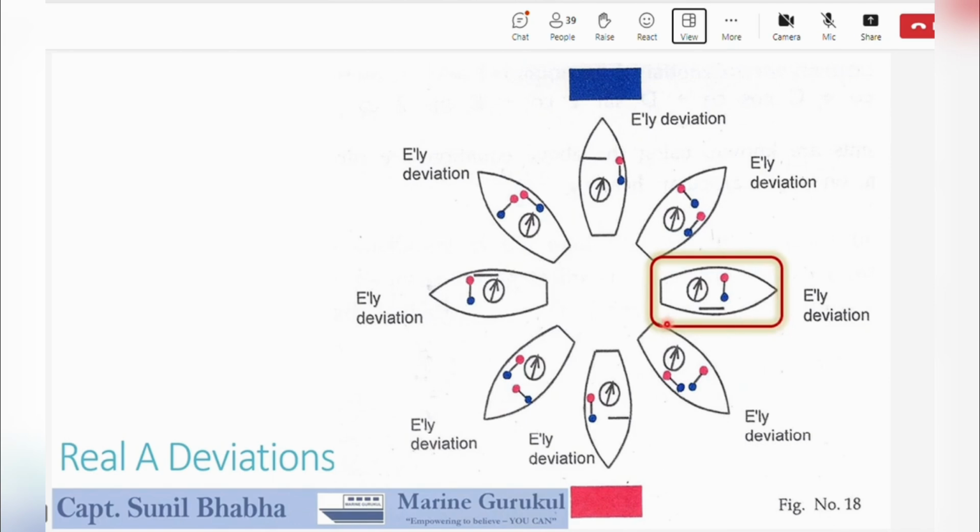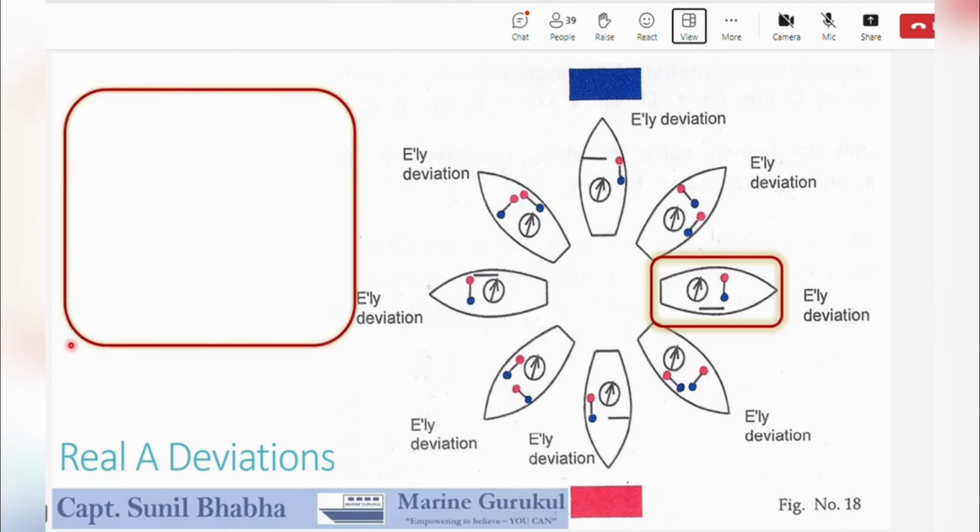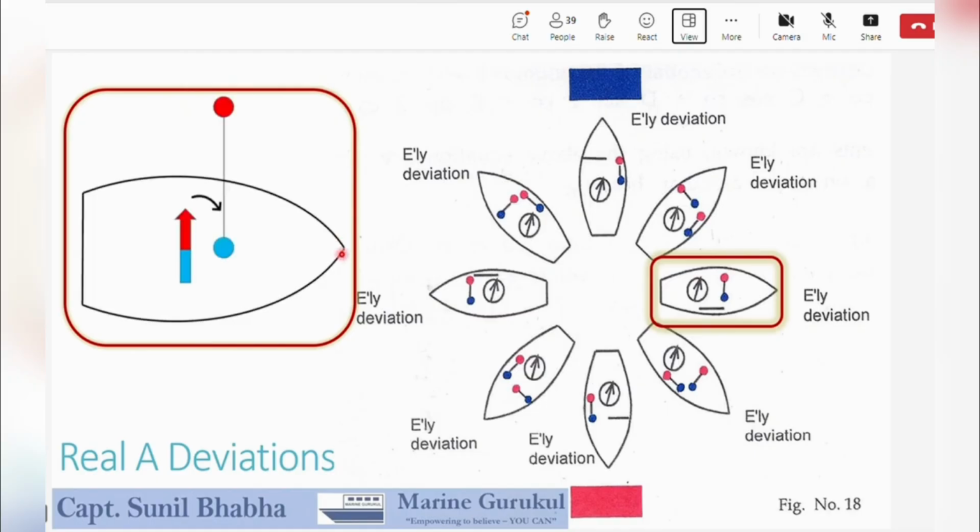We can zoom in and see the effect in detail. You can see the zoomed in diagram on the left side now. The vessel is heading in the easterly direction. The fore and aft longitudinal does not have any magnetism, so that's why it is not shown in this diagram. There are no poles generated there. The athwartship beam is present forward of the compass only on the port side. You see, it is unsymmetrical, so it is not present on the starboard side of the compass. It is only present on the port side of the compass. Being unsymmetrical was a requirement of generating real A deviation.